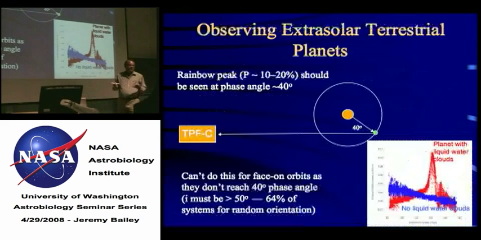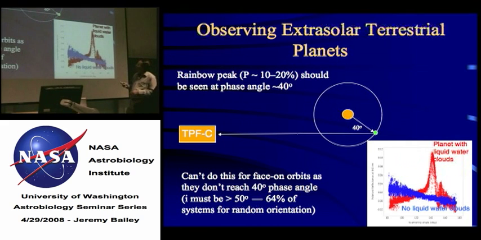So a combination of these three effects, the glint, the rainbows, and the Rayleigh scattering, can tell us quite a lot about the atmosphere of a terrestrial planet and even the surface. So what you would actually need to do to observe this is use an instrument like TPFC to observe the planet, but to get any useful information from polarization, you really need to be able to follow the planet for a significant part of its phase cycle.